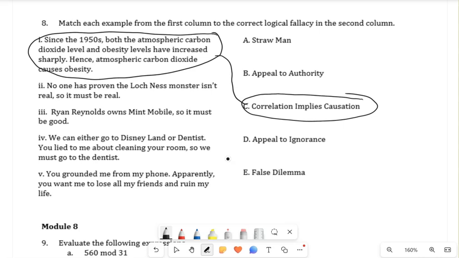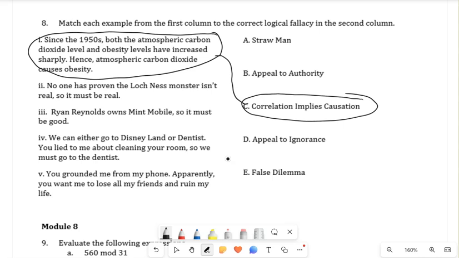No one has proven the Loch Ness Monster isn't real, so it must be real. This one's probably the hardest one on here. I can give you the answer, but if this were me on the test, I would go through the other multiple choice options first and see if that helps me narrow down the options. So let's go through and see if the other ones make more sense.